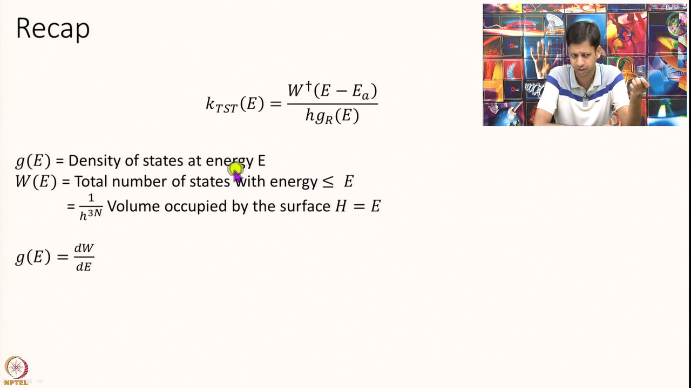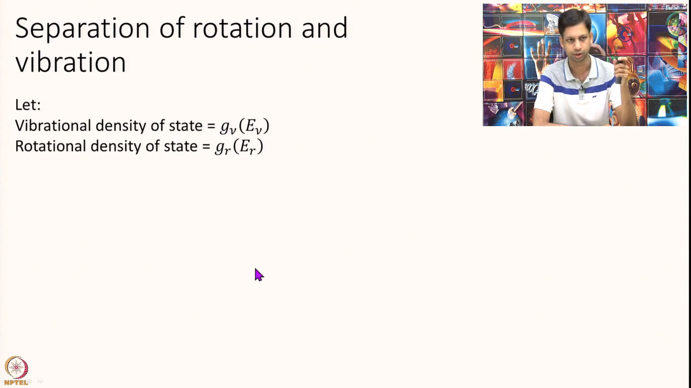G is the density of states at energy E and W is the total number of states with energy less than or equal to E. Within classical mechanics, we also argued I think 2 modules ago that this W can be calculated as the volume occupied by the surface of H equal to E, where H is the Hamiltonian, divided by h to the power of 3n, this little h. Yeah, so this is really the way we typically will calculate W, at least if classical mechanics holds true. And to calculate G, we just differentiate W with respect to E. So, this is going to be our main strategy. So, let us see how this works.